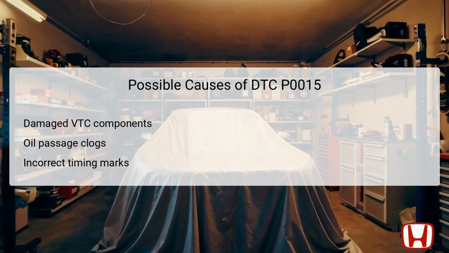P0015. One possibility is damage to the VTC components, such as the solenoid or actuator, which can impair their functionality. Clogs or debris in the oil passage may disrupt the proper flow of oil, leading to incorrect timing adjustments. Incorrect installation of timing marks, especially after servicing, is another critical factor. If the timing marks on the crankshaft pulley are not positioned correctly, the system cannot maintain the required phase angle. Each of these causes can result in the symptoms observed with this DTC, impacting engine performance.